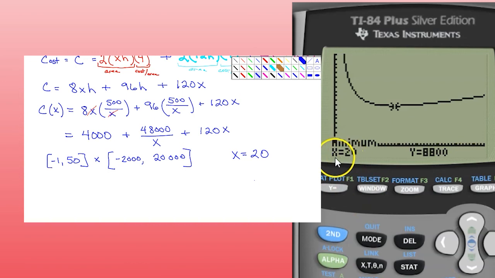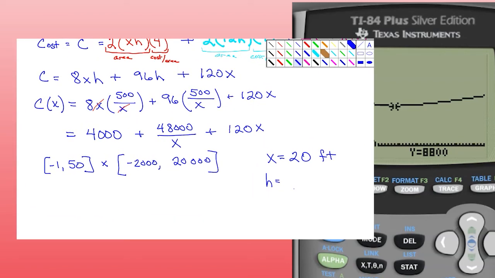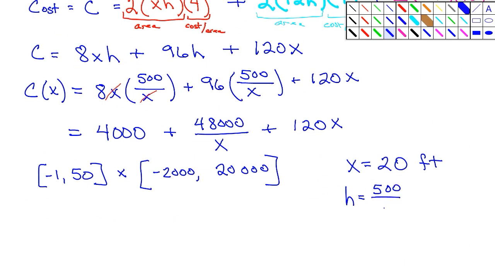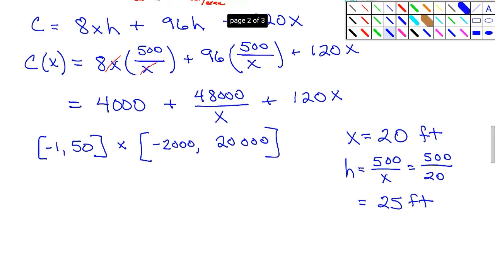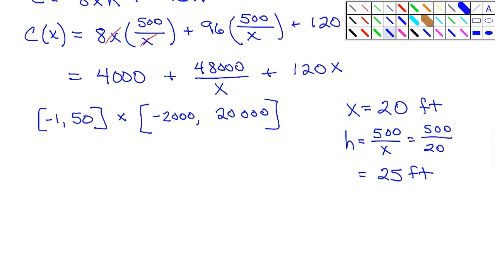So one dimension of my box is 20 feet. I need to find the height of the box. Well, we have a formula for h. h is 500 divided by x, and the x that I want to use now is 20. So that's going to be 25 feet. So the dimensions that minimize the cost of this box are 20 feet by 12 feet by 25 feet.